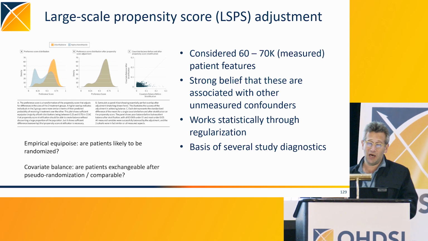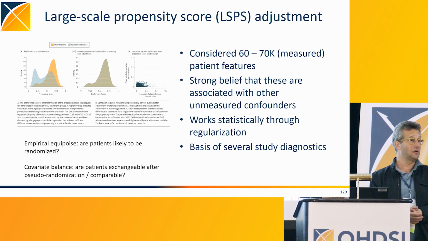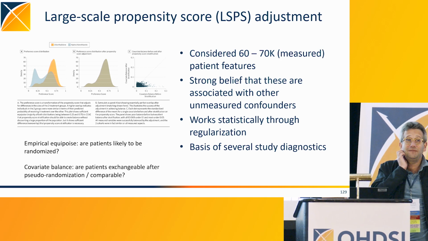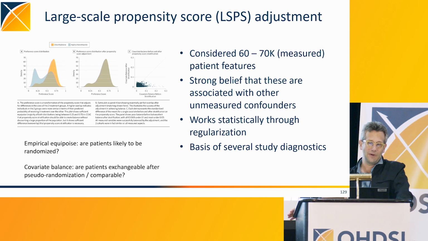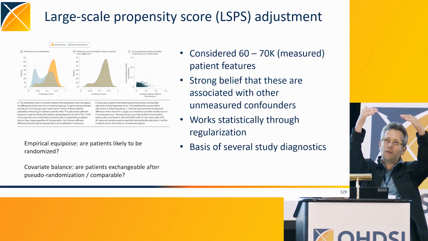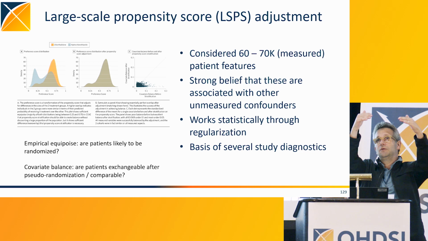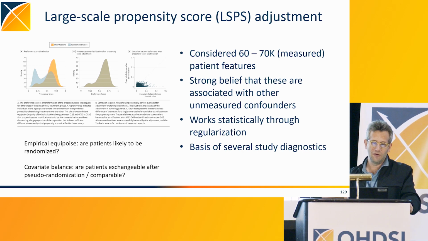Out of building this model itself forms the basis of several of the very important study diagnostics that Fan went over before, including empirical clinical equipoise. Is there a belief that these two treatment and comparator cohorts actually could have been randomly assigned in some randomized controlled trial, or is there no comparability between these patients? And additional information about how comparable these cohorts are with respect to each of their measured covariates through the covariate balance itself.